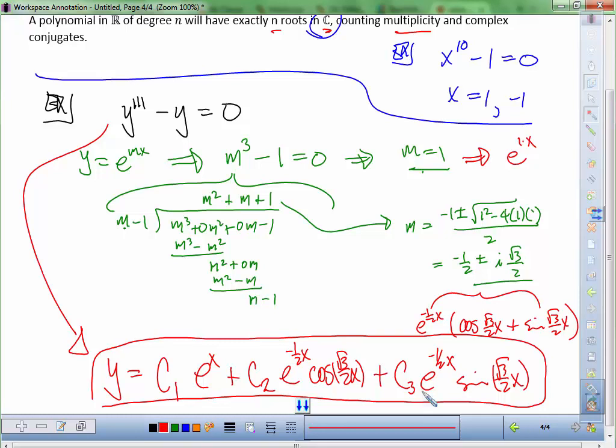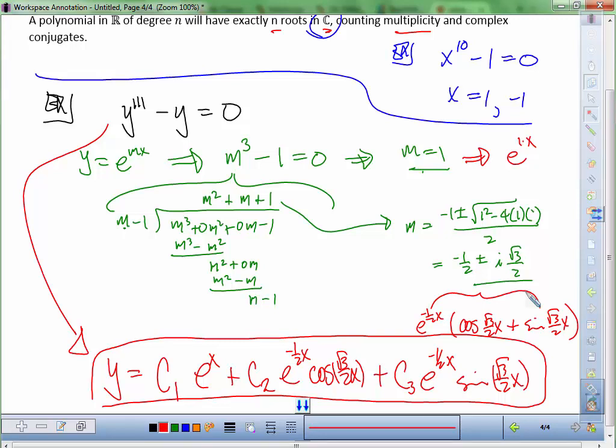Yes? Yes. For these homogeneous differential equations, when you have imaginary numbers, you use sine and cosine. Okay? Anything else?